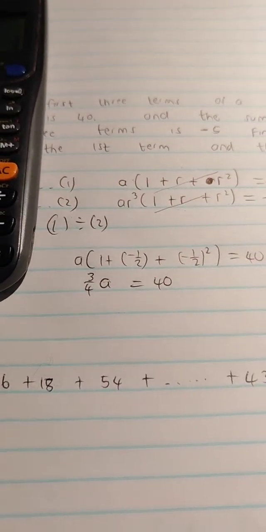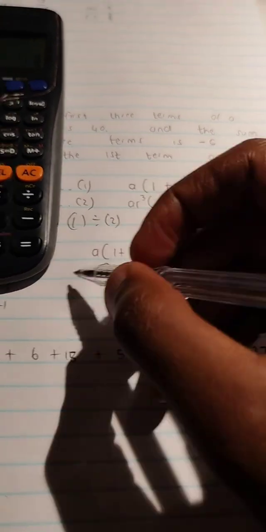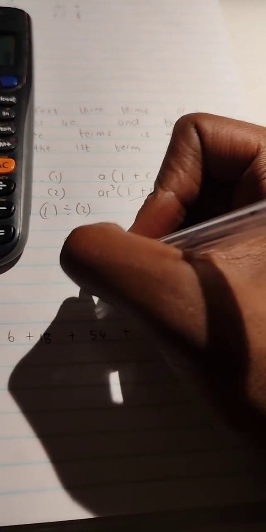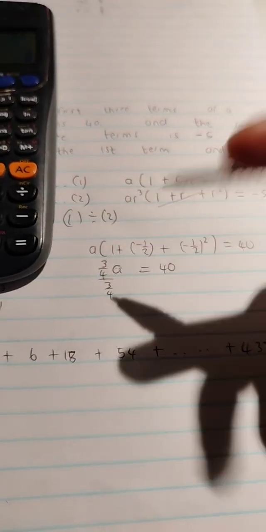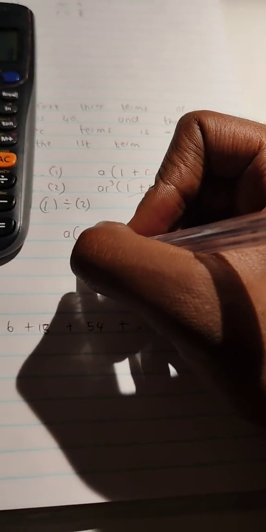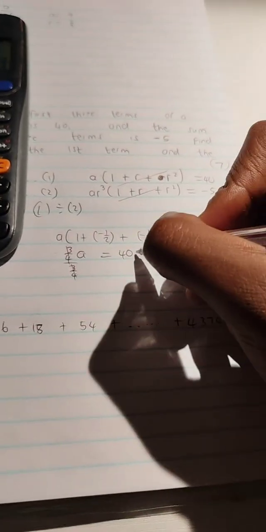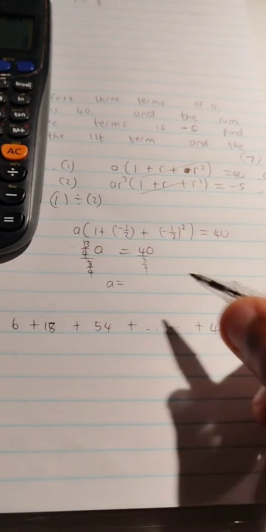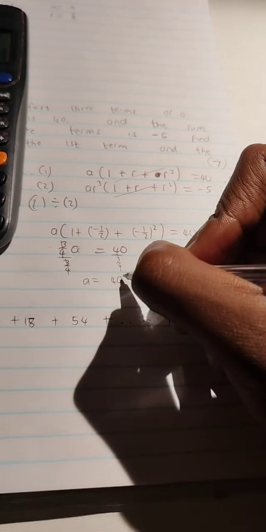Then I think from there we can solve for what? For a, guys. Divide both sides by the coefficient, which is 3 over 4. Or we could multiply by the reciprocal, 4 over 3 on both sides. It's really up to you what we choose to do. Divide by 3 over 4 as well there. So a is equal to what? 40 times 4 over 3.